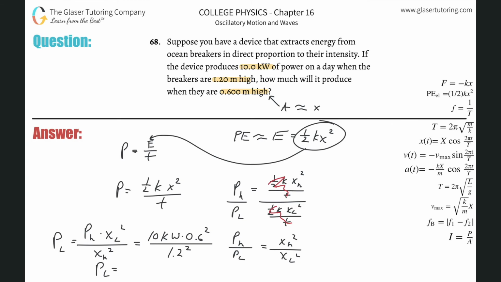And here we go. This is 10 multiplied by 0.6 squared divided by 1.2 squared. And what do we get? 2.5 kilowatts. So basically, when the wave height is reduced by half, the power becomes 1/4 of the original, now 2.5. That's because there is a squared relationship between the power and the height.